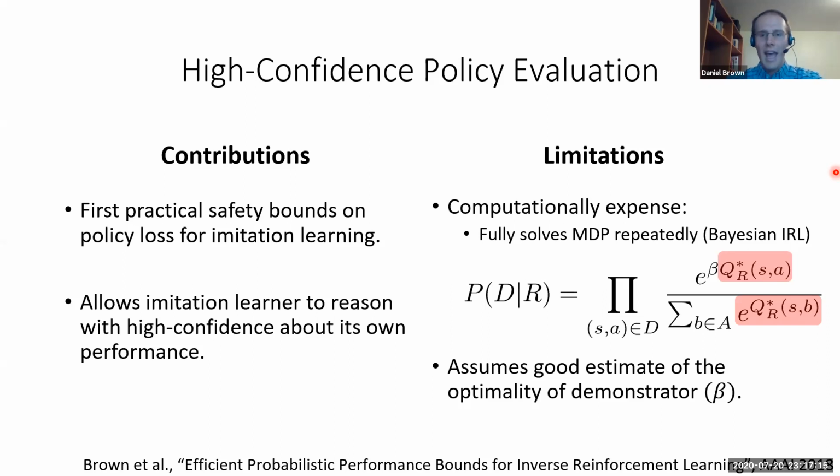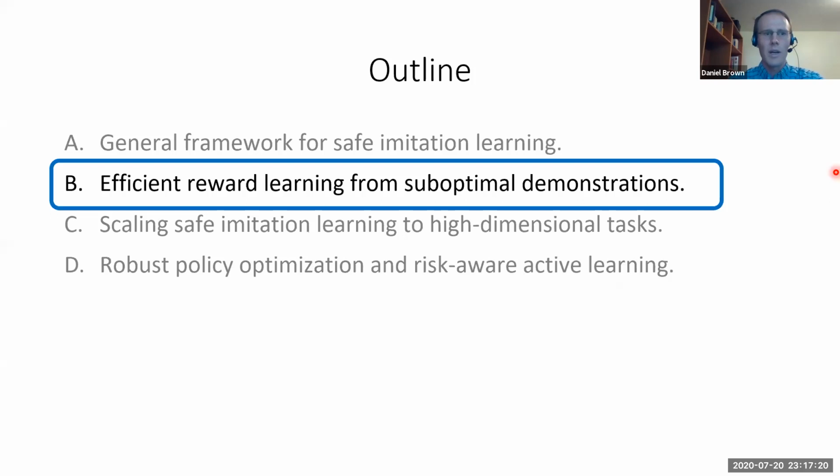And so we're going to look at how we can address these two concerns in the next section. We're going to look at how we can make reward learning more efficient and how we can actually learn from suboptimal demonstrations.